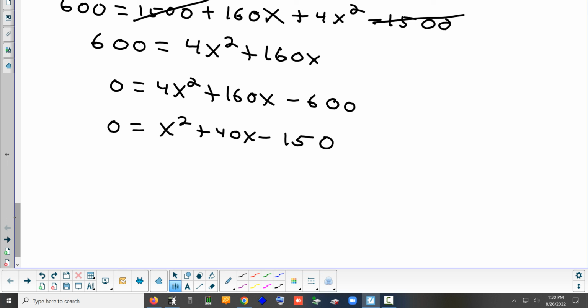Isn't it something that multiplies to the last number and adds to the middle number? It multiplies to 150 and it adds or subtracts to 40. So that'd be factoring. I don't think this problem is going to be factorable. So is there anything else I can do besides factoring to solve that type of equation?